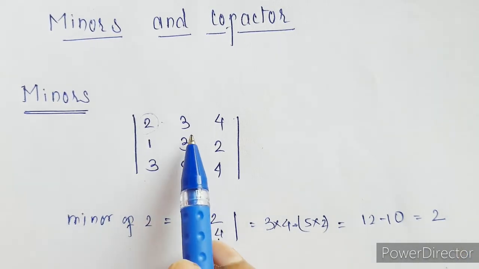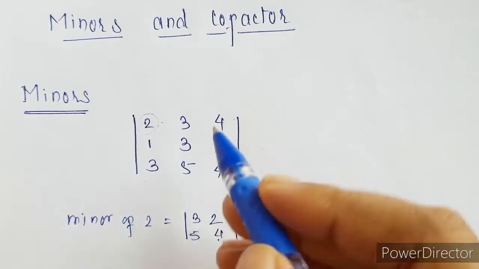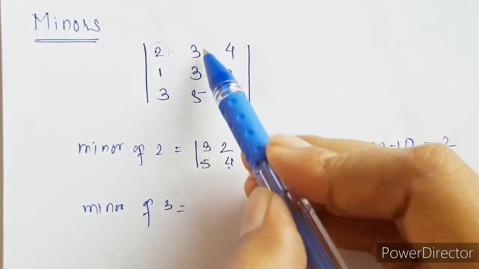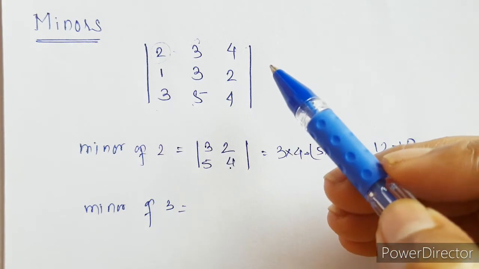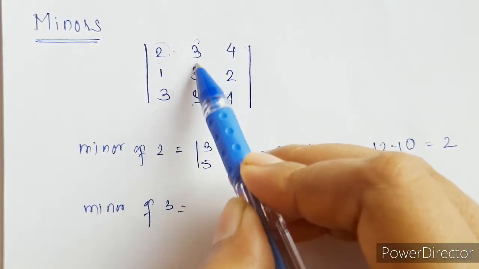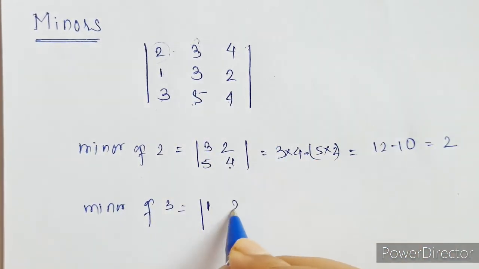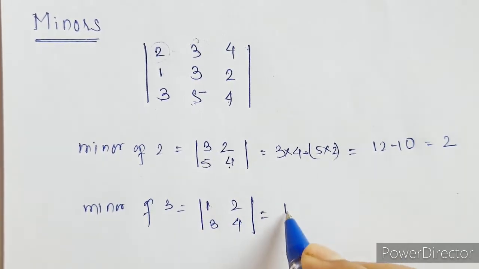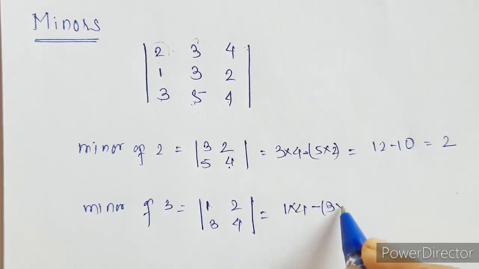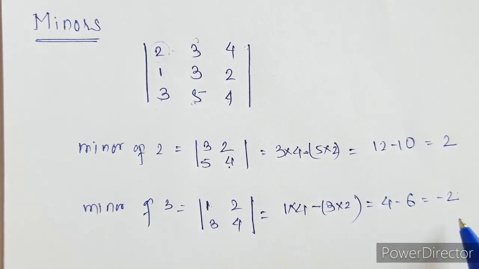Next, minor of 3. Again, same procedure. Whenever you are considering this, forget about the same row, same column and take the remaining terms. Remaining are 1, 2, 3, 4, and then find the determinant of that. So it will be 1 into 4 minus 3 into 2. So it will be 4 minus 6, which equals minus 2. So minor of 3 is minus 2.